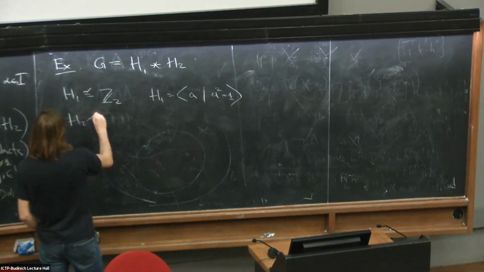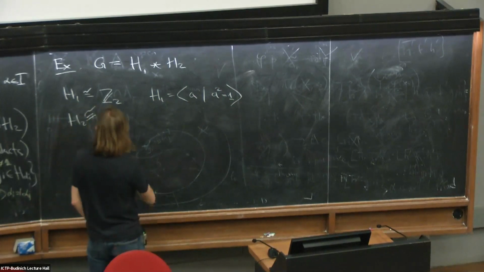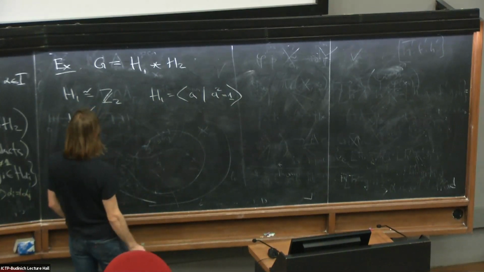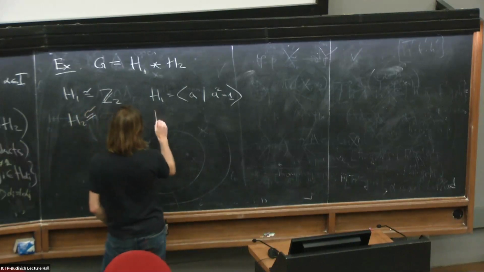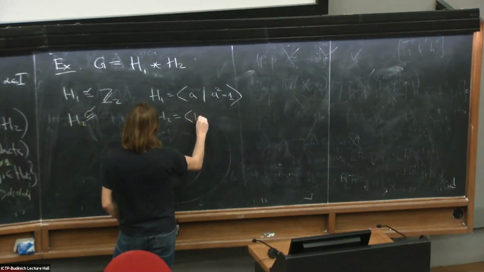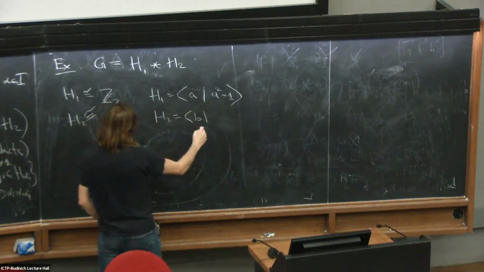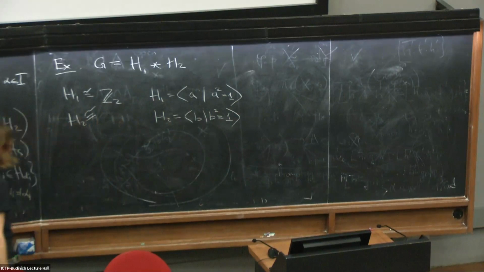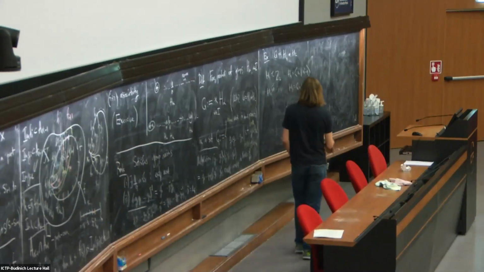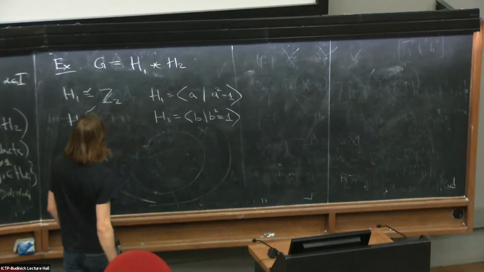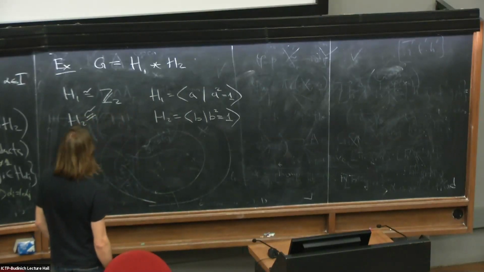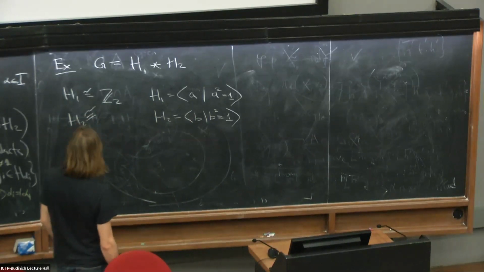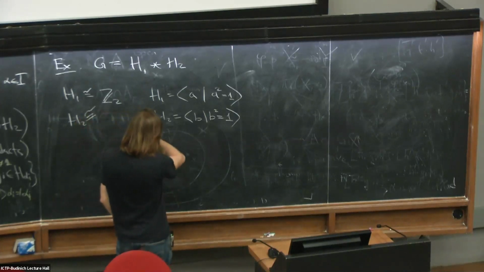H2, which is also a copy of a cyclic group of two elements. But to distinguish them, let me denote the generator here as B, which also squares to 1. The two copies, essentially, of the same group. And so what is G? So for G, you want to consider all possible reduced words.